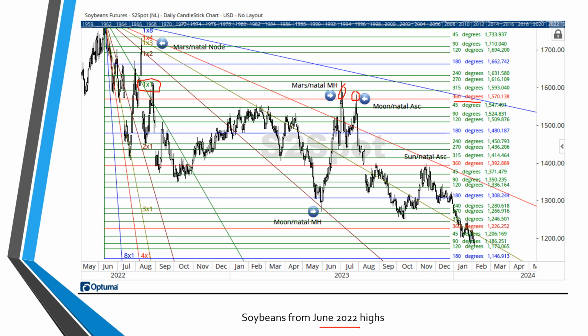And where are we right here and right now? Well, just count the number of iterations of the square of 9 we've worked our way through since that high in June of 2022. We've come through 1, 2, 3. We're working on our fourth one. We are poised to be halfway through that fourth revolution at a price of 11.46. Could we get there? I don't see why not.